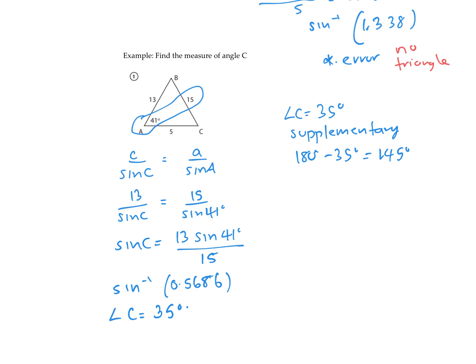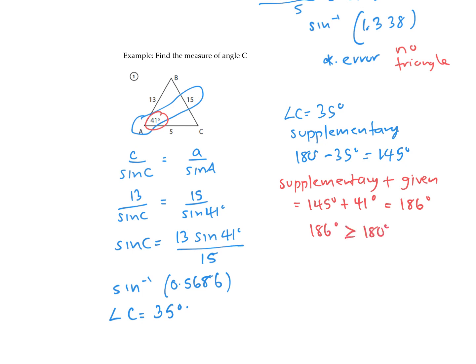Then we're going to check. So we're going to take the supplementary plus the angle that was given to find that third angle. So supplementary is 145. The angle given was 41, right? That's the angle given. So that gives us 186. 186 is bigger than 180, which means that's too big. So that means there's only one triangle. There's only one answer.